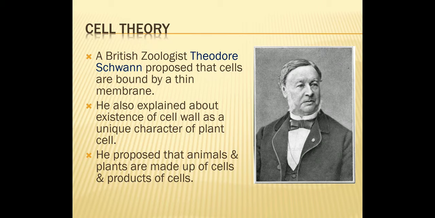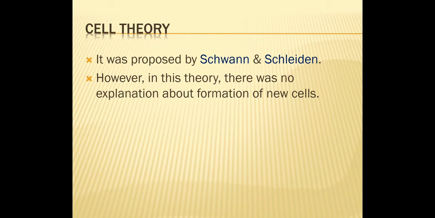Now, on the basis of his observation, he proposed that animals and plants are made up of cells and products of cells. Both these scientists explained that plants and animals are made up of cells. So we call this cell theory. However, in this theory, there was no explanation about the formation of new cells. They told that it is made up of cells, but how a new cell is formed, that was unknown.